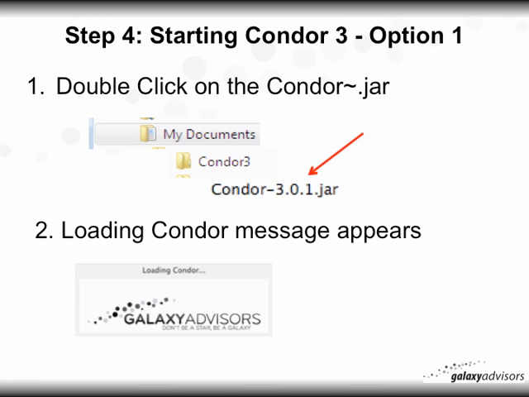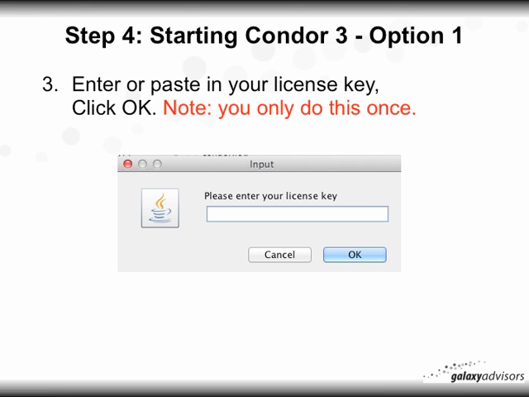So here we are. Let's look at the first option of starting Condor 3. Go to where your Condor 3 folder is installed and double click on the Condor jar. The loading Condor message appears. And then for the very first time, enter or paste in your license key, and after you've done it, just click OK. The important thing is you only do this once.